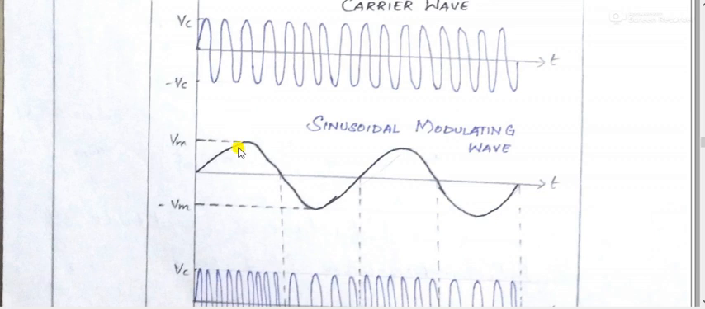So what is meant by frequency? From this point up to this point is one cycle of the sinusoidal waveform. The distance between this point and this point is the time period of the sinusoidal waveform, and frequency f is equal to 1 by T. From Vm to minus Vm is the amplitude of the signal. So this is the amplitude of the signal, this is the time period of the signal, and frequency f is equal to 1 by T.